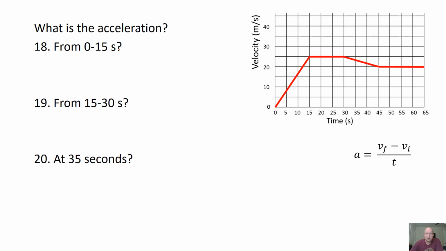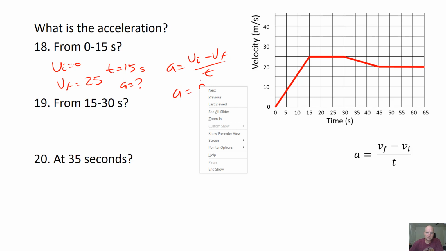What's acceleration from 0 to 15? Okay, so acceleration from 0 to 15 seconds right here. You can pick off your givens. Vi equals 0, Vf equals 25, t equals 15 seconds, a equals question mark. So a equals Vf minus Vi over t. Let me change that. Vf minus Vi over t, and Vf was 25.